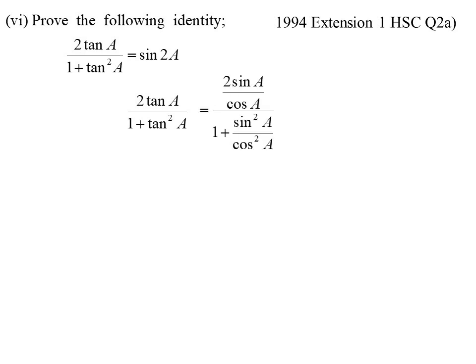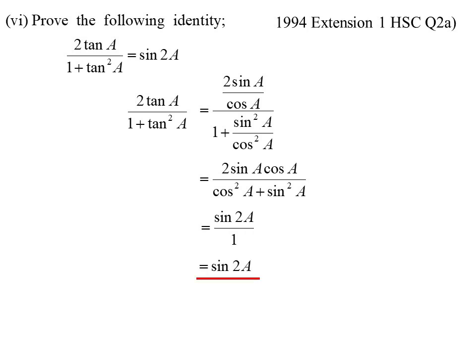Right, let's play around with that, see what happens. Want to get rid of those denominators, fractions on fractions, hate it. Multiply top and bottom by cos squared. Now we see something nice. The top of the fraction becomes 2 sine cos. We know what that is. The bottom of the fraction, we've got cos squared plus sine squared. We know what that is as well. So we have sine 2a on 1, which is sine 2a, and that's what they wanted.